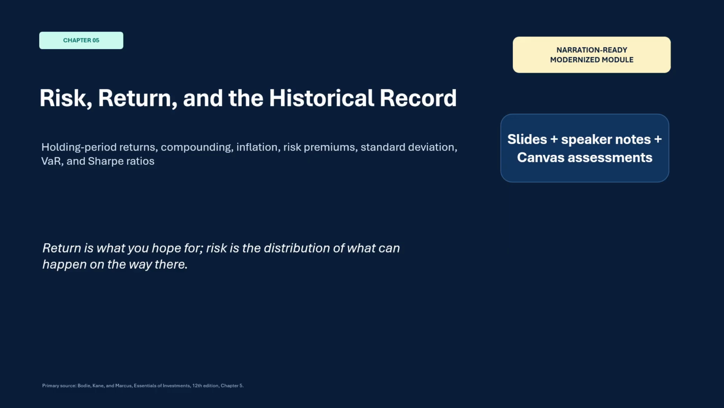The goal is not to collect formulas like baseball cards. It is to understand what each measure can tell us, what it cannot tell us, and how easily a technically correct number can answer the wrong question. Markets have never signed a contract promising to repeat their average. They do, however, keep very detailed receipts.